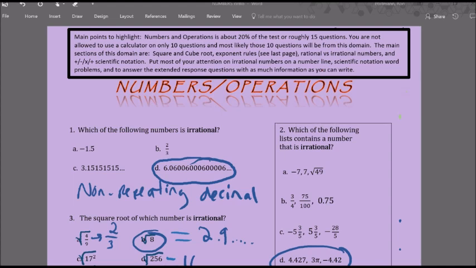Which of the following numbers is irrational? For number 1, it's got to be D. Fractions are rational. A is a terminating decimal, and this is a repeating decimal. So if you're not sure, a terminating decimal is rational, a repeating decimal is rational, and fractions are rational. So D has to be the irrational. It's a non-terminating decimal. Number 2, which of those lists contains an irrational number?